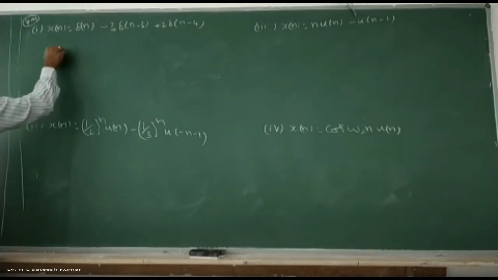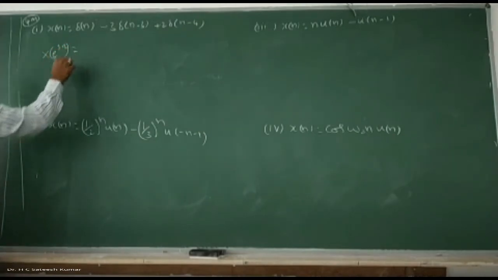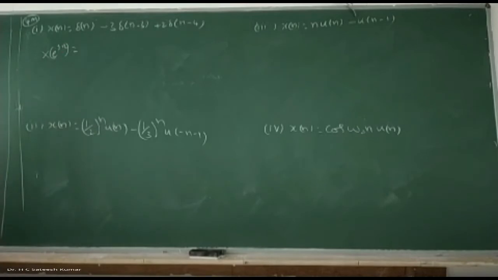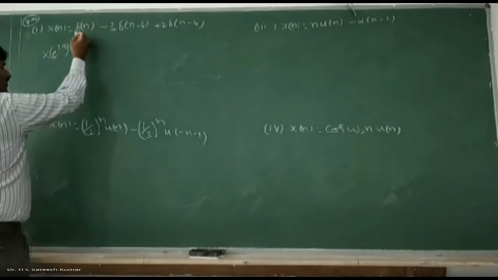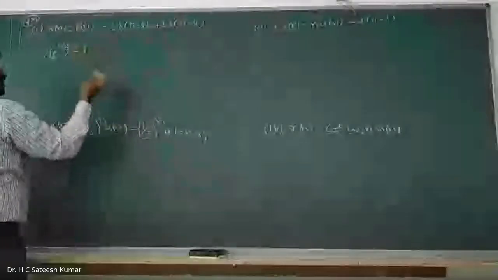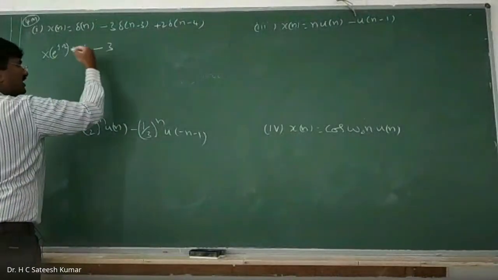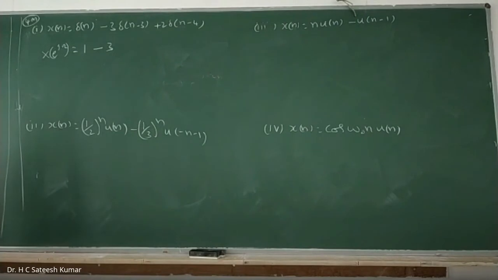X of e to the power of j omega. Find the z transformation. Replace z by e to the power of j omega, you get DTFT. Fourier transformation of delta of n is what? 1. So the Fourier transformation is also 1, minus 3 into delta of n minus 3, which is 3 into z to the power of minus 3.